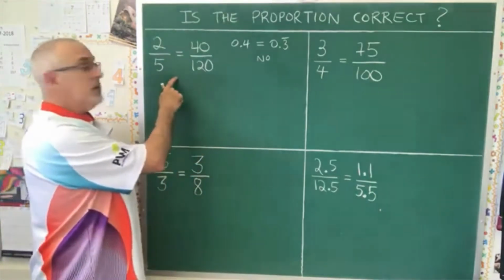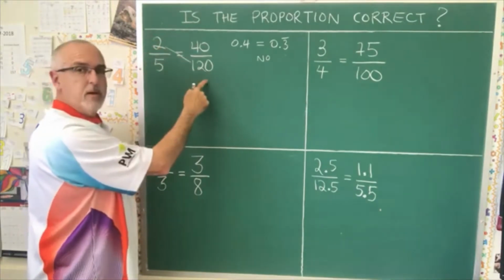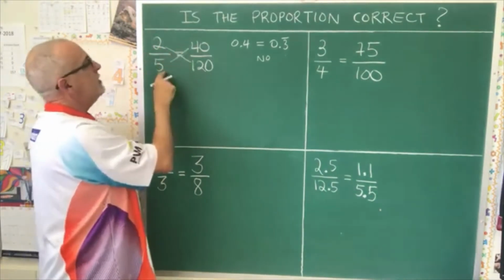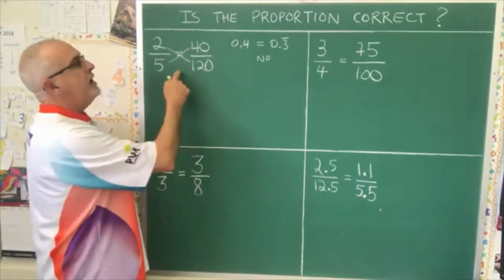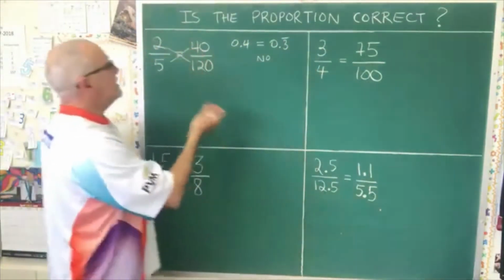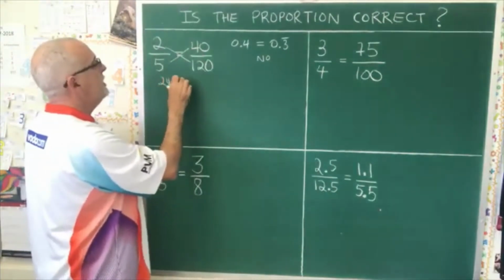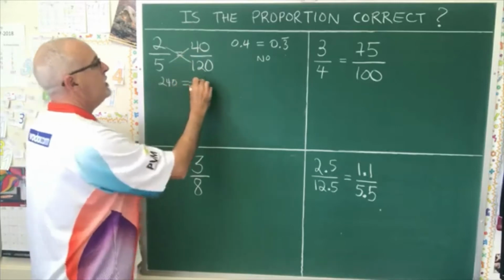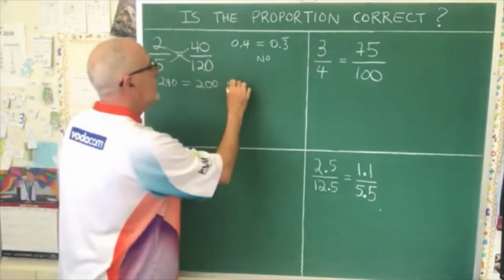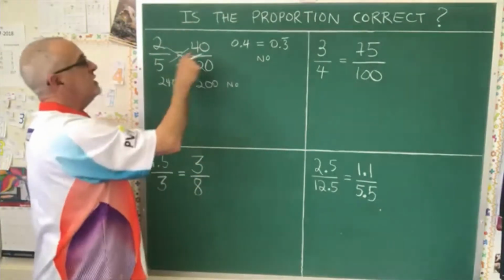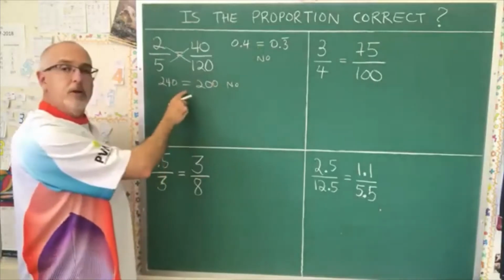How about cross multiplication? That's where we do the top times the other bottom and see if it's equal to the bottom times the other top. This is very commonly done with proportions when they are correct proportions. Let's see what happens here. We're doing 2 times 120, which is 240, equals 5 times 40, which is 200. 240 is not equal to 200. So again, no. We already knew that this proportion was not correct because we proved that with our division, but cross multiplication also proves it.